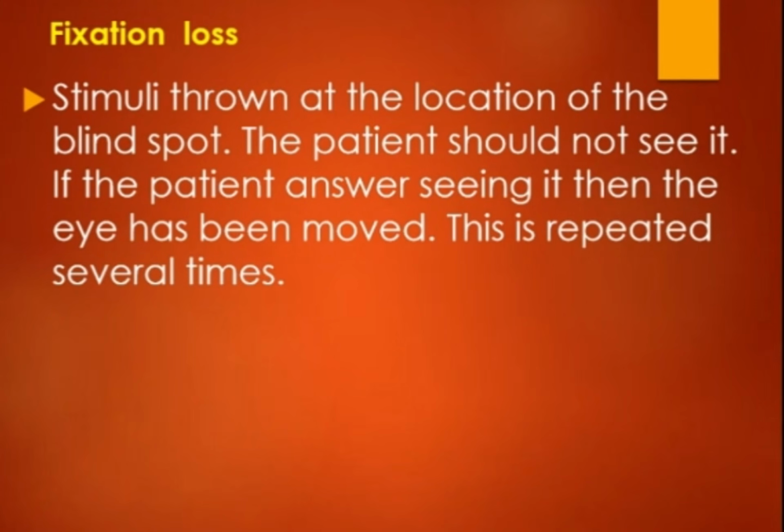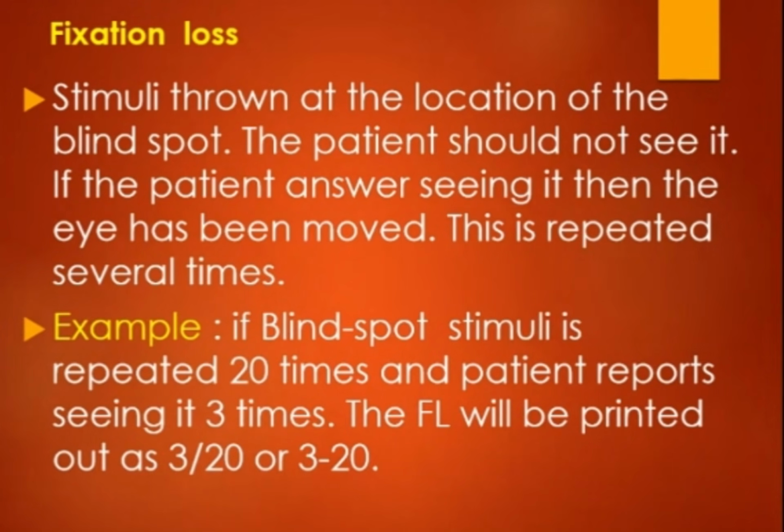So let's talk about the fixation loss. For the fixation loss, if a stimulus is thrown at a particular location, for example, the blind spot, where of course the patient should not see, and then the patient tells you that he or she is seeing it by clicking, especially for trigger happy patients, and then the location is tested and retested, and the patient is clicking, it means that the patient has actually lost fixation, or has lost focus. Okay, because of course for the blind spots, vision doesn't happen there.